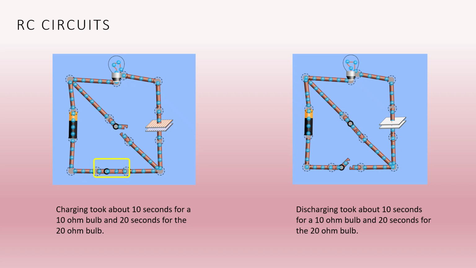Okay, now for the second part, which is RC circuits. The image on the left shows charging the capacitor. Charging took about 10 seconds for a 100 ohm bulb and 20 seconds for the 20 ohm bulb. And then discharging took about 10 seconds for the 10 ohm bulb and 20 seconds for the 20 ohm bulb. And I made little switches so that I could change the circuit where needed.